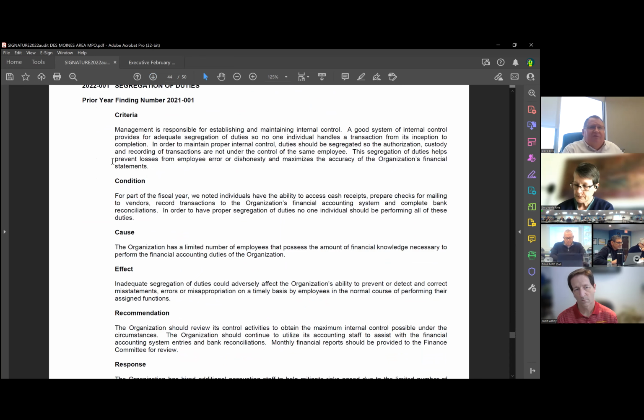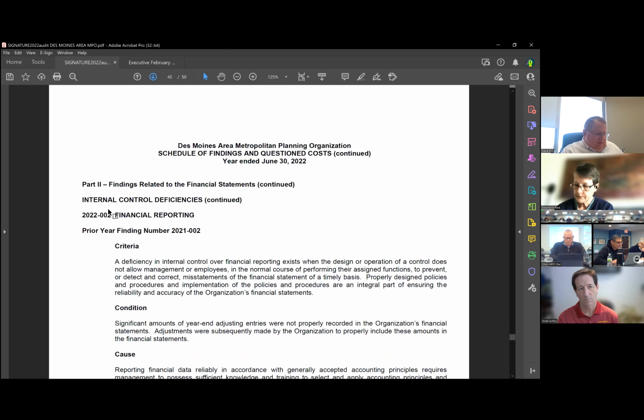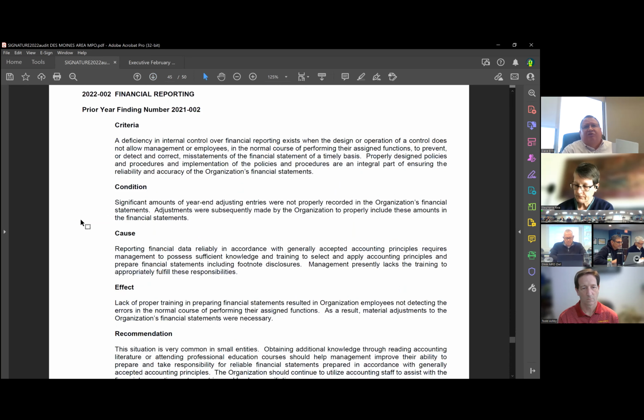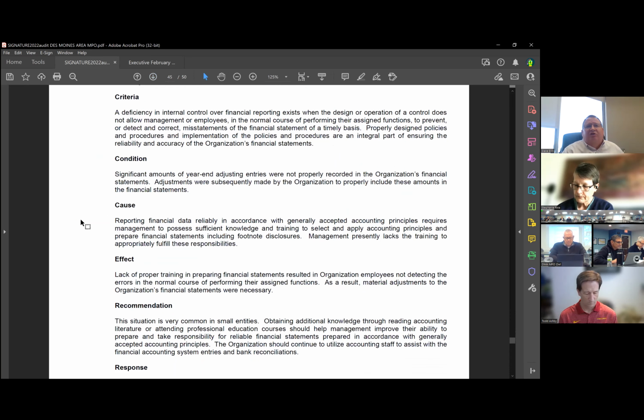The second item, on page 45, is financial reporting. Again this year, we had some significant audit adjustments as part of our audit process. Those have obviously been reflected in these financial statements, but to have proper financial reporting, you need to get those done before we get in there to do the audit.